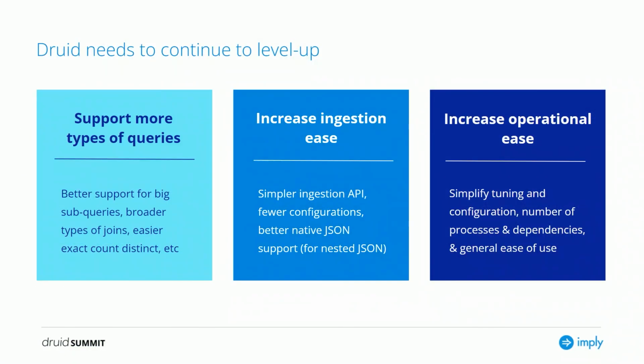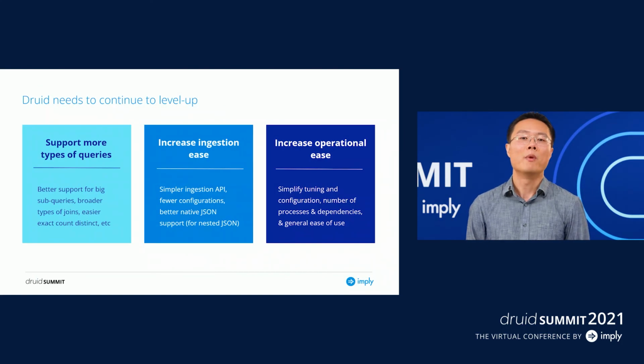The last set of features and capabilities are around increasing operational ease of use. Druid, out of the box, is a multi-process and multi-service system, and we've thought a lot about how do we simplify tuning and configuration, how do we potentially reduce some of the processes and dependencies, how do we make Druid as a system much easier to use.